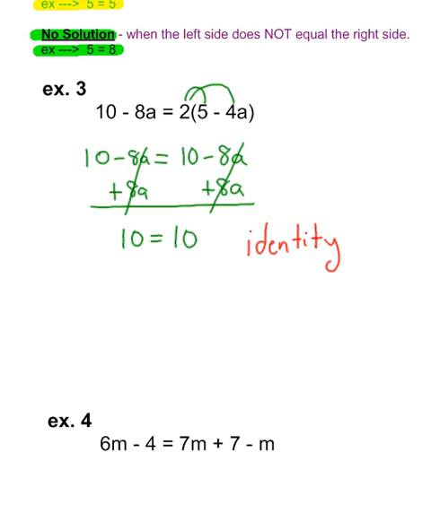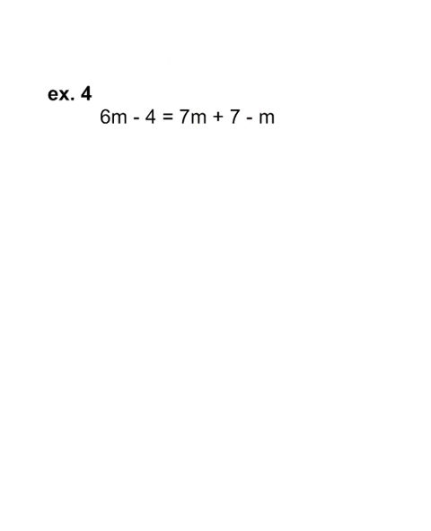Okay, let's look at our last example problem, example 4. And this will be along the same lines as what we just finished with example 3. I need to get the m's on the same side, and before I do that, I do notice that I have a 7m and a negative m. Let me put those together first. 7m minus m is 6m. So the right side of my equation is going to look like 6m plus 7, and the left side I can just drop down 6m minus 4.